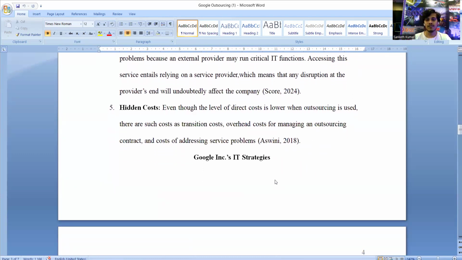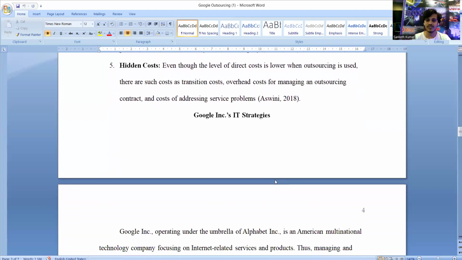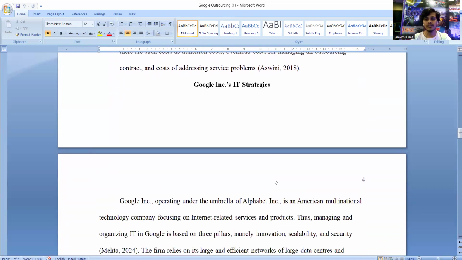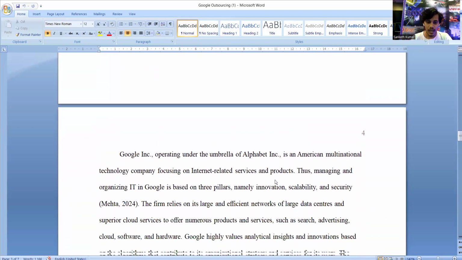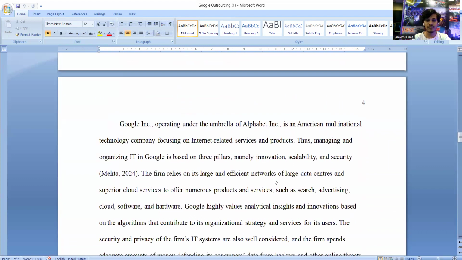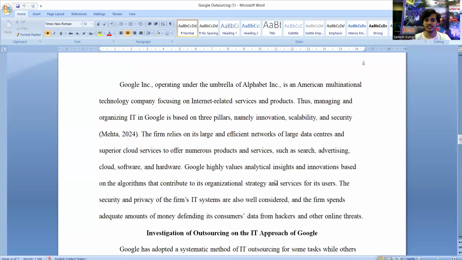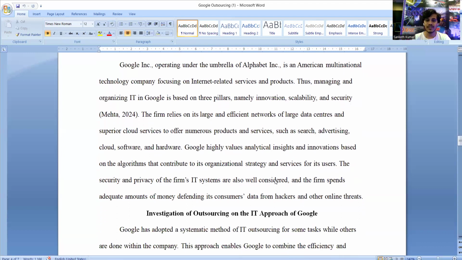Even though the level of direct cost is lower when outsourcing is used, there are other costs, such as transition costs, overhead costs for managing an outsourcing contract, and costs of addressing service problems. Well, Google Inc. IT strategies. Google Inc., operating under the umbrella of Alphabet Inc., is an American multinational technology company focusing on internet-related services and products. Managing and organizing IT in Google is based on three pillars, namely innovation, scalability, and security.